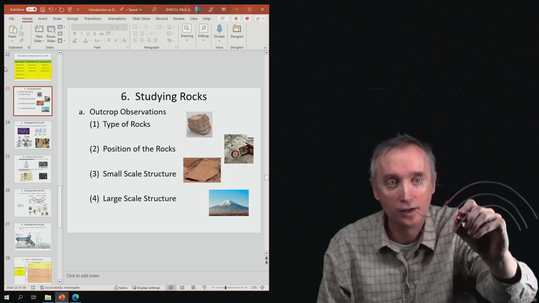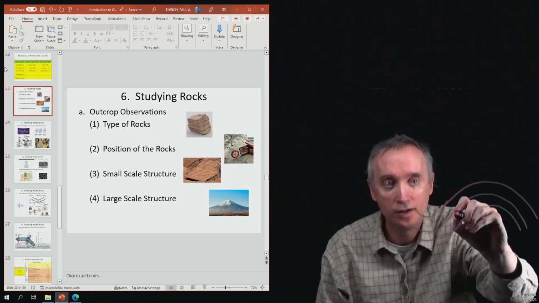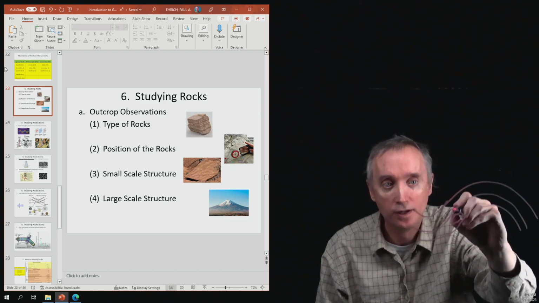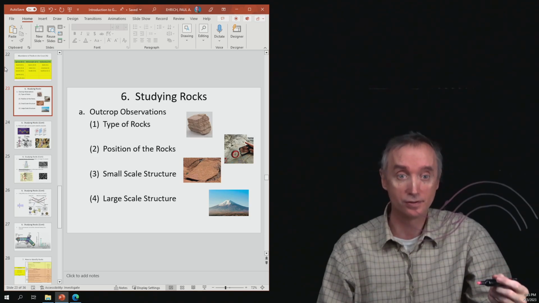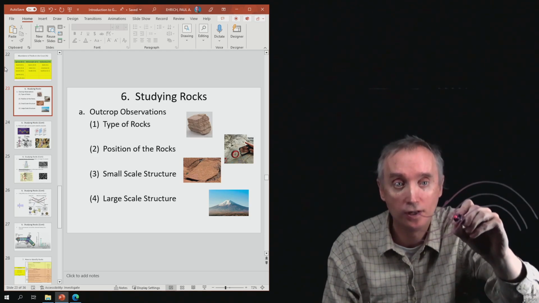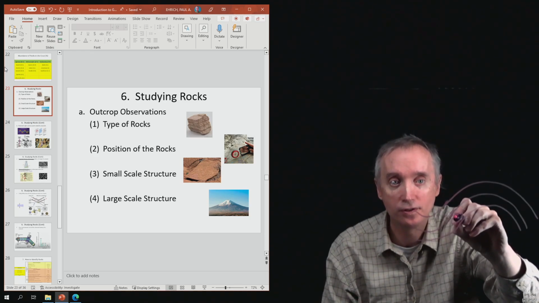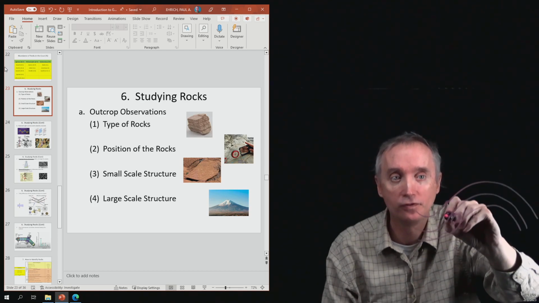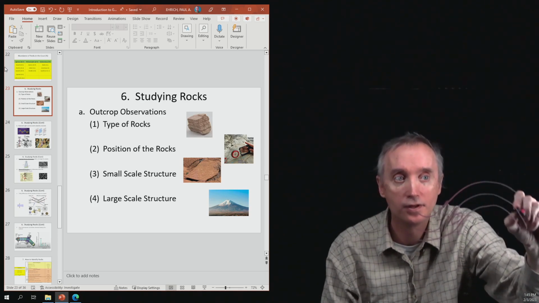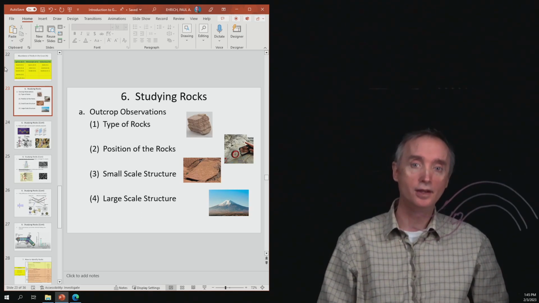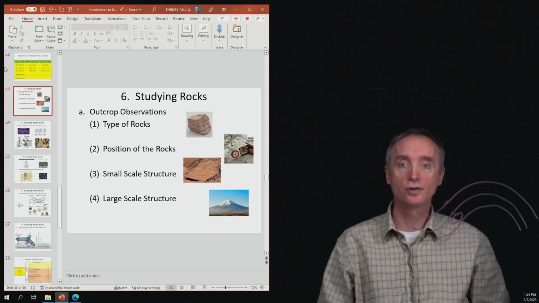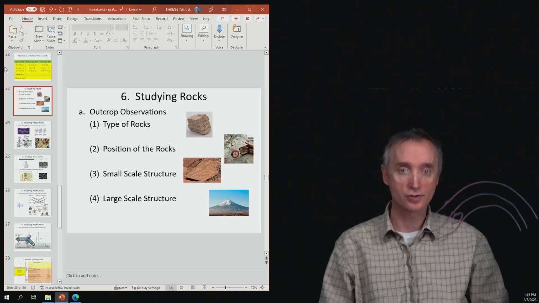Well, if you find a piece of rock, let's say here's your piece of rock right here, and you measure it, you might notice that it is tilted. And so if you measure how much it's tilted, you might be able to infer what the shape of this anticline was. Okay, another thing is that geologists look for small scale structures.